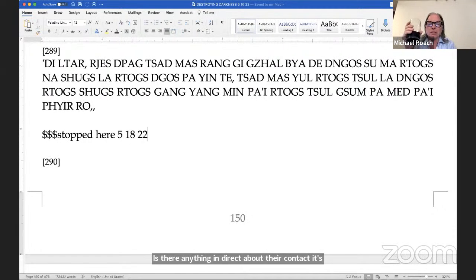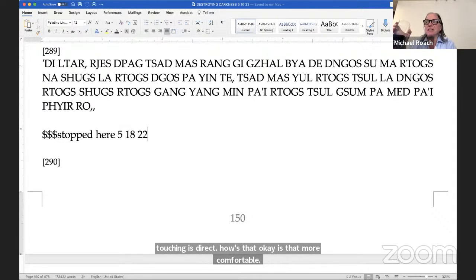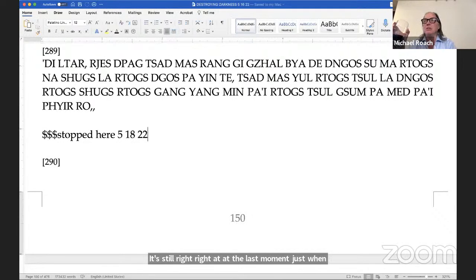When you touch an object, which is hidden, with your mind, even though you went there through logic, that touching is direct. How's that? Okay. Is that more comfortable? At the last moment, just when you hit it, you're the blind man and you hit the red with your mind. It feels direct, right? I think that's the point here.